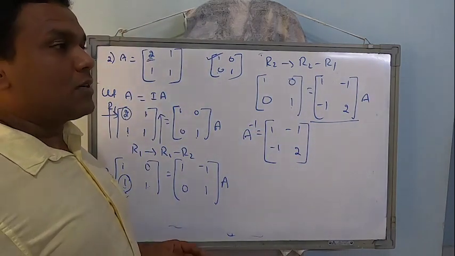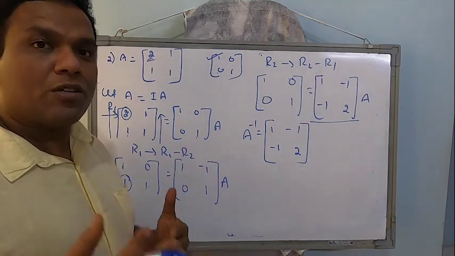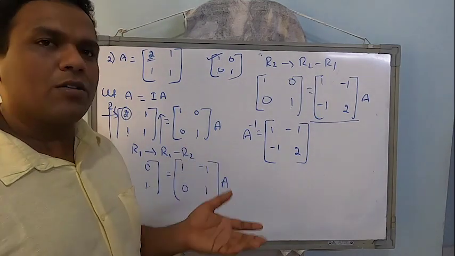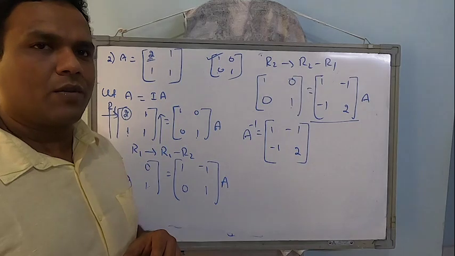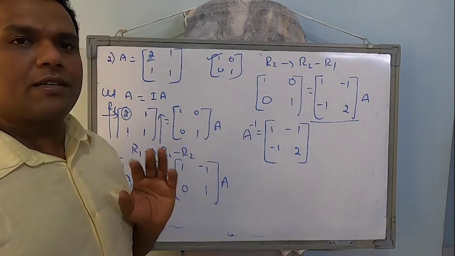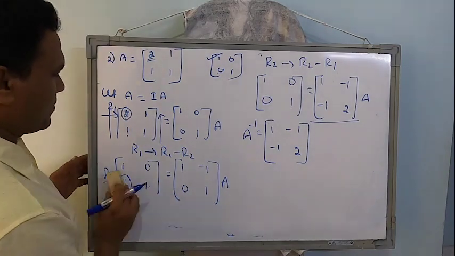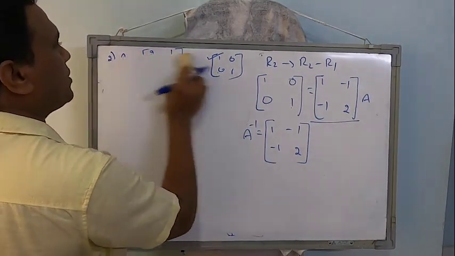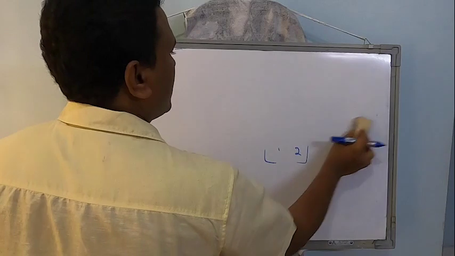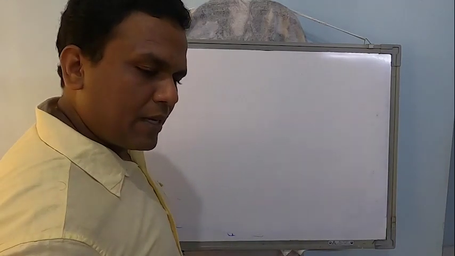Clear? So it's not that 4 times I should do operations and then I get it. No. Sometimes 1 or 2 operations only will get the required elements. So what is the beginning? What is the end? That is most important. How to start? How to end it. Clear? So that's problem number 2. So let me start with problem number 3.